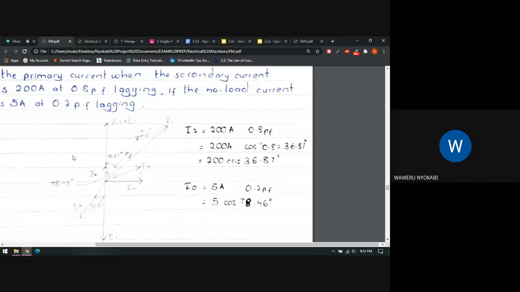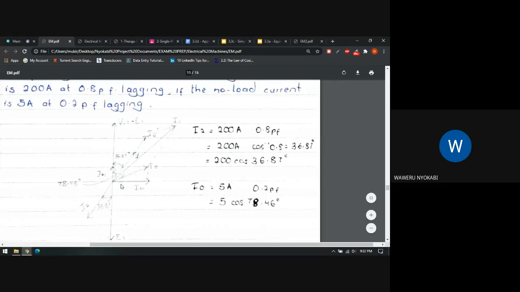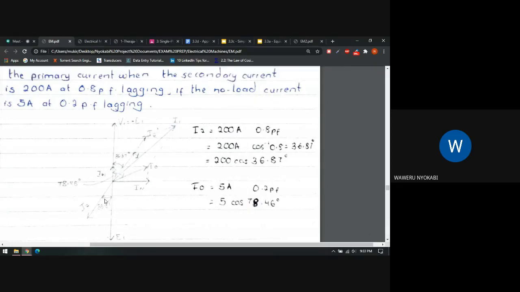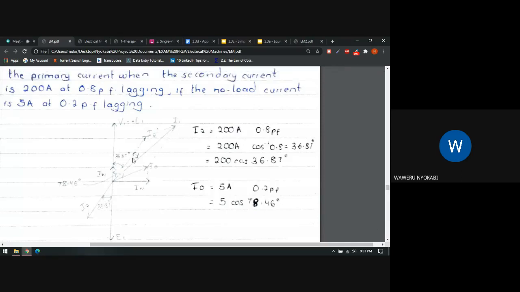Yeah. So initially we were told that the secondary current, which is I2, is lagging, 0.8 power factor lagging, when we got that angle as 36.87. So we said this is the angle. Then, remember, I2 prime is antiphase, and because opposite angles are equal, I2 prime is also lagging I1 by 36.87 degrees.